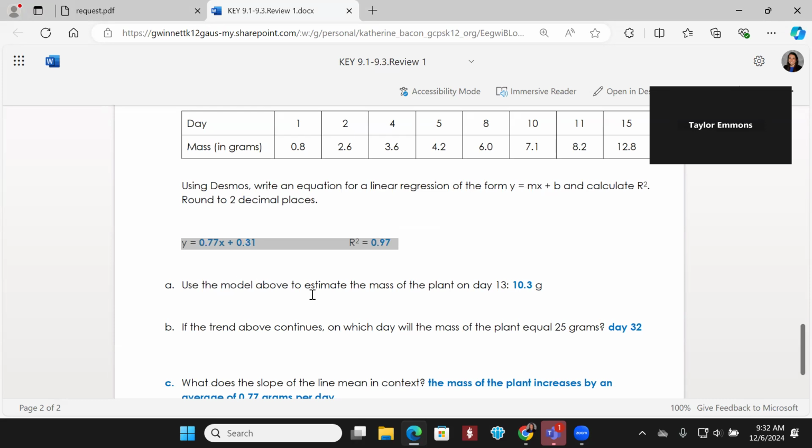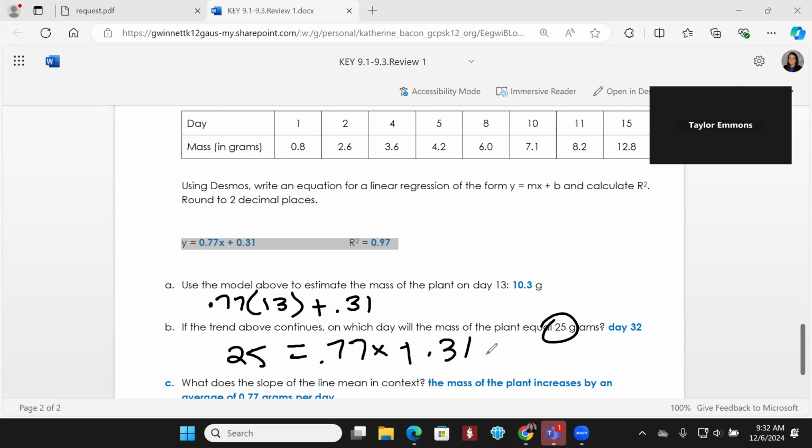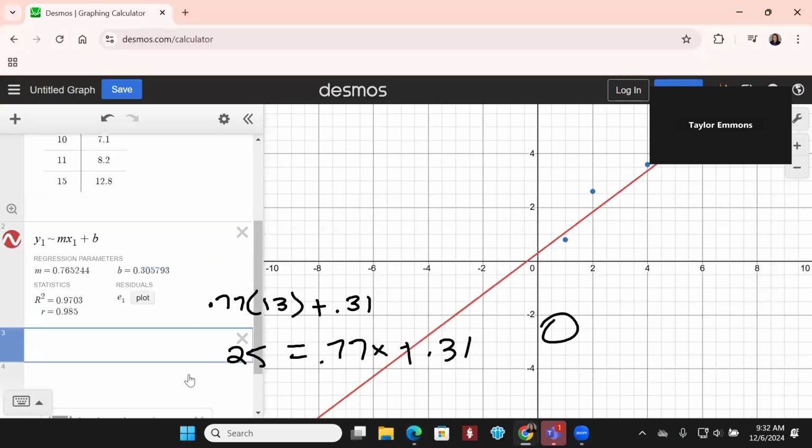Use the model above to estimate the mass of the plant on day 13. All you're going to do is take 13 and plug it into this equation. If the trend continues, on which day will the mass of the plant equal 25 grams? So this is going to be your y. You're going to say 25 = 0.77x + 0.31. Go into Desmos, type it in, see where it crosses, and it solves it for you.